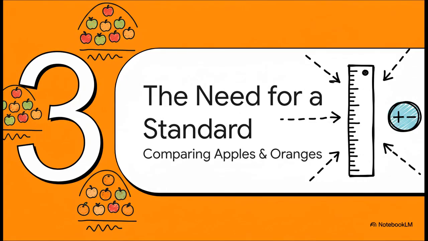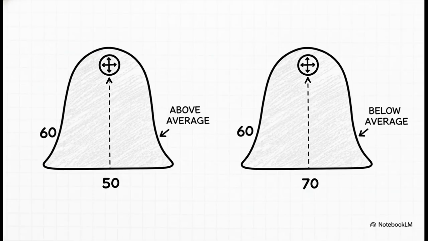But this is actually where the problem starts. See, if every set of data has its own unique center and its own unique spread, how on earth can we compare them? We need some kind of universal standard. And here's the crucial idea. In our example, a score of 60 is pretty good. It's one full step above the average. But imagine a different set of data where the average is 70. Suddenly, that same score of 60 is actually below average. So the number 60 by itself is totally meaningless without context.